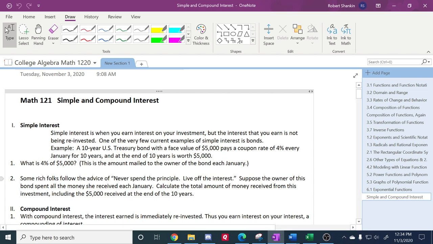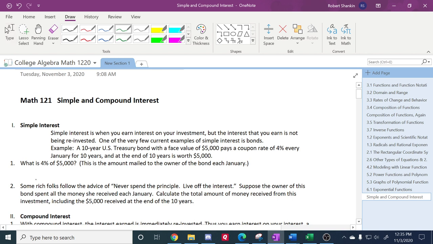All right, so question number 1. What is 4% of 5,000? This is the amount that's mailed to the owner of the bond every January. If this was a pre-algebra class, I'd be giving you time for this, but it's not, so we can do this. We just take 0.04, 4%, times 5,000, and I'll punch this out on my calculator as $200.